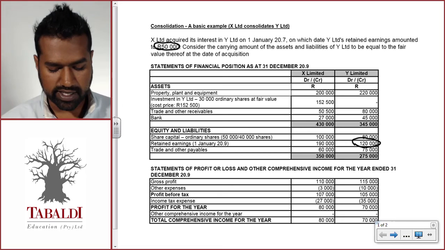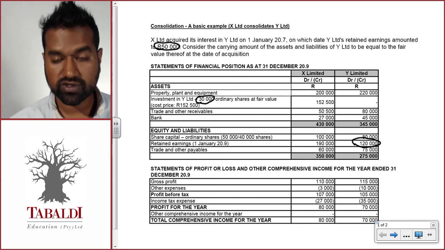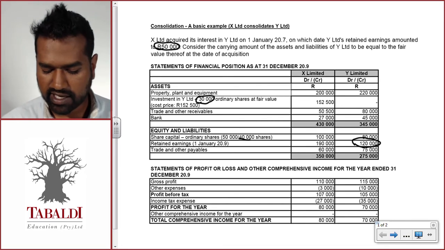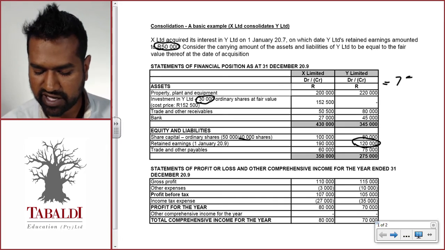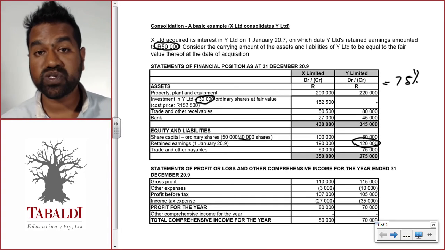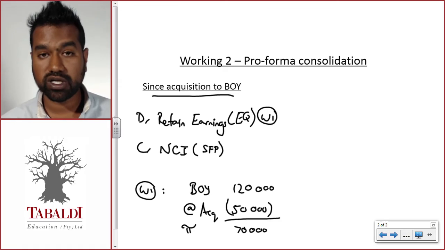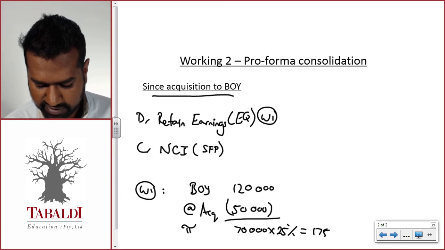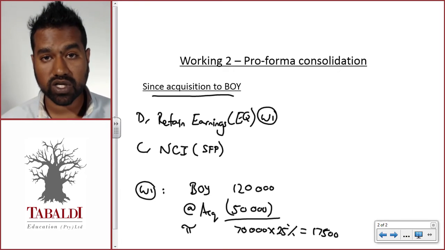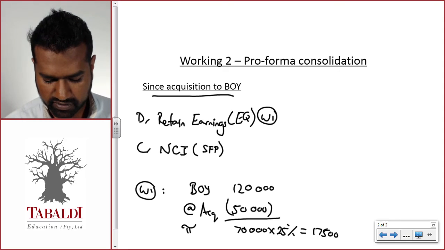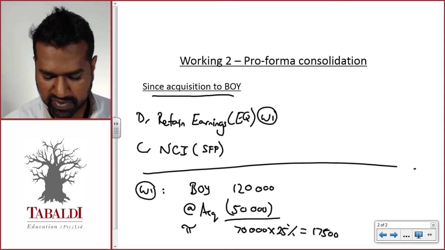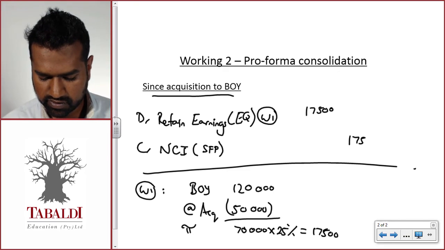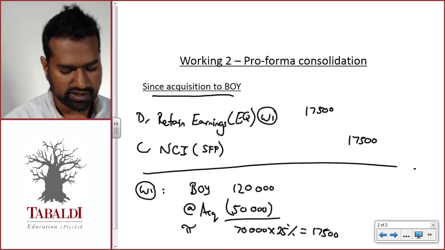But we know that we only have partial control, so we only own 30,000 out of the 40,000, giving you 75% control. The other 25% relates to the non-controlling interest, which is what we're going to be taking into account here. So the 70,000 times 25% is going to give you 17,500 that we need to allocate to our non-controlling interest. To make that separate, we debit the 17,500 and credit, to increase our non-controlling interest, 17,500.